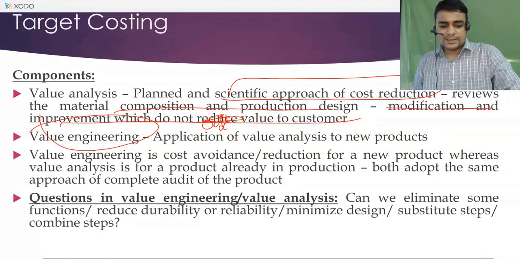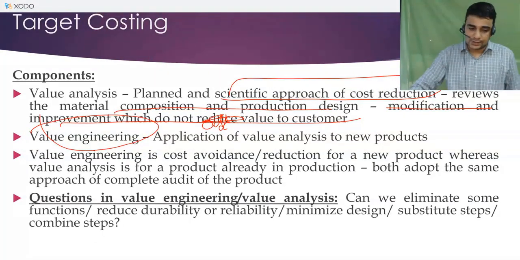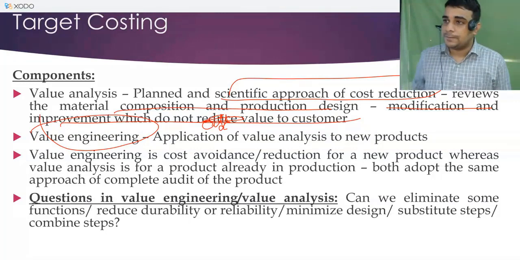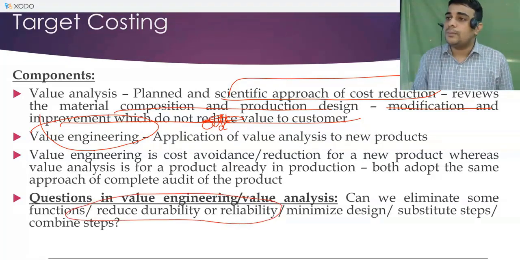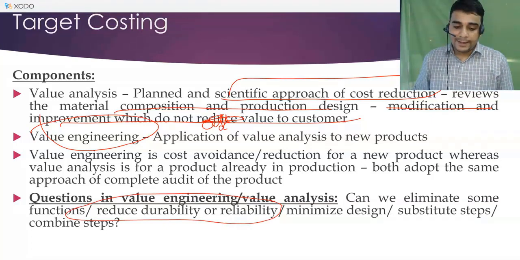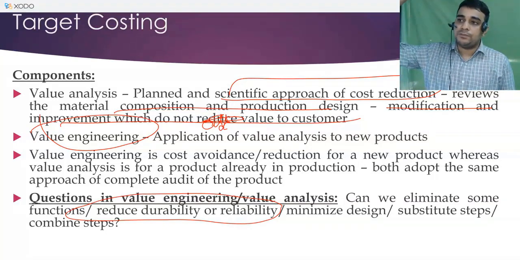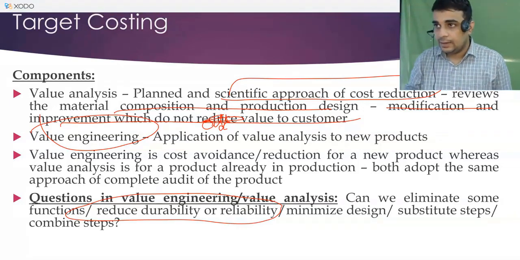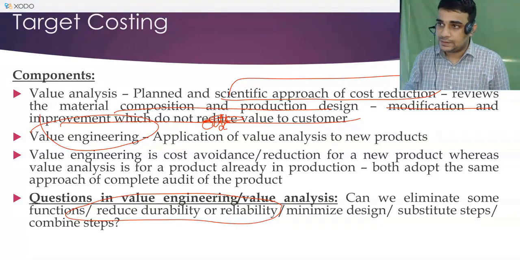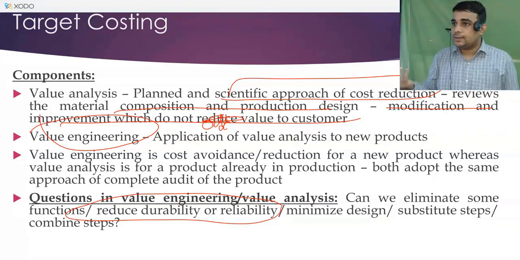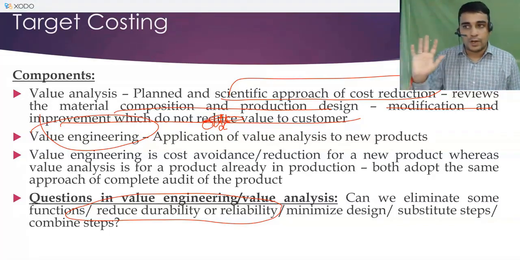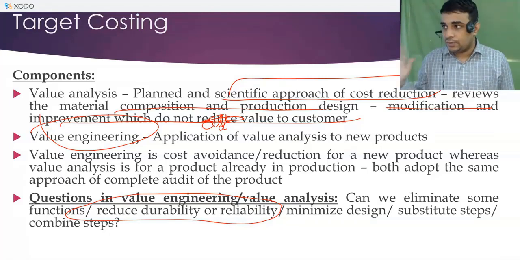Now these are some of the questions you will ask yourself in value analysis. Can we eliminate some of the functions? Reduce durability or reliability. Assume I introduce a mobile phone. I say that even if it falls from 3 floors, it will not break. Because of this, you have to pay an extra 1,000 rupees. Many customers will not pay, because they'll say, I am ready to take this risk. A mobile phone falling from 3 floors, I don't expect it to be reliable or durable at that time. Even if it falls, it's okay. Even if it breaks down, it's okay.